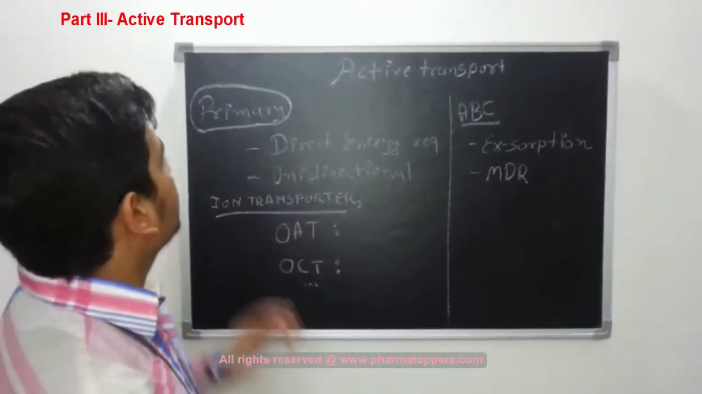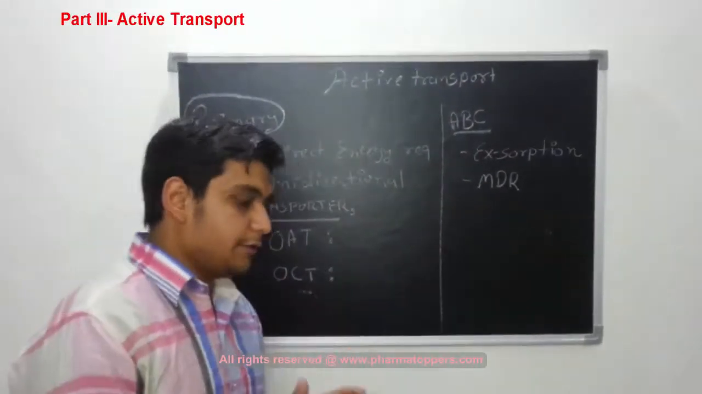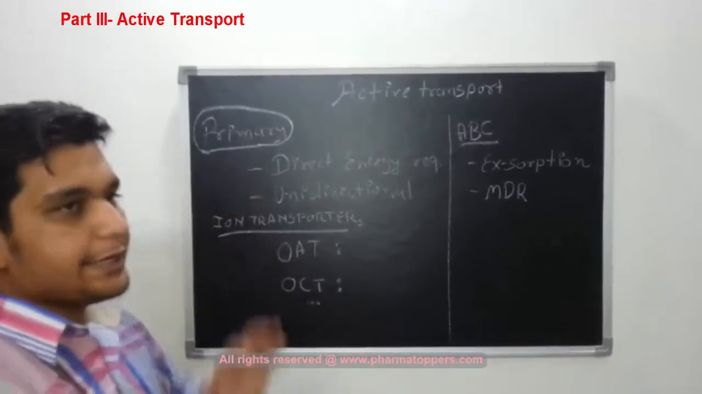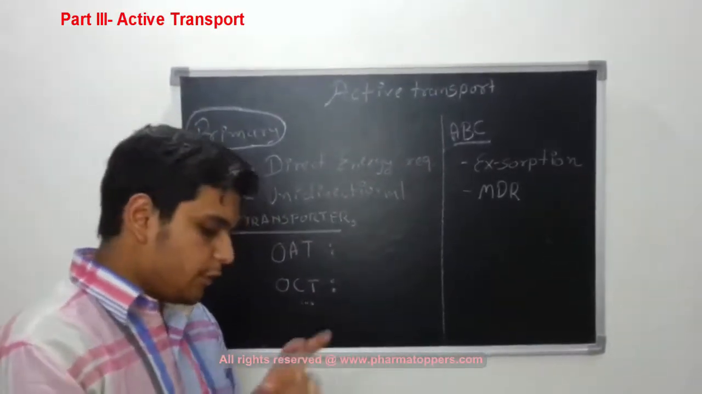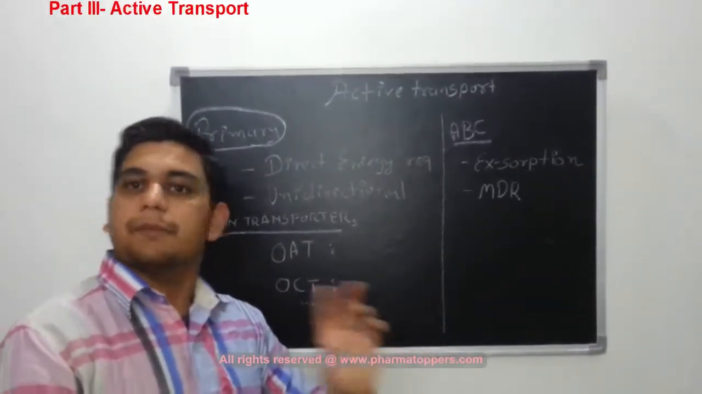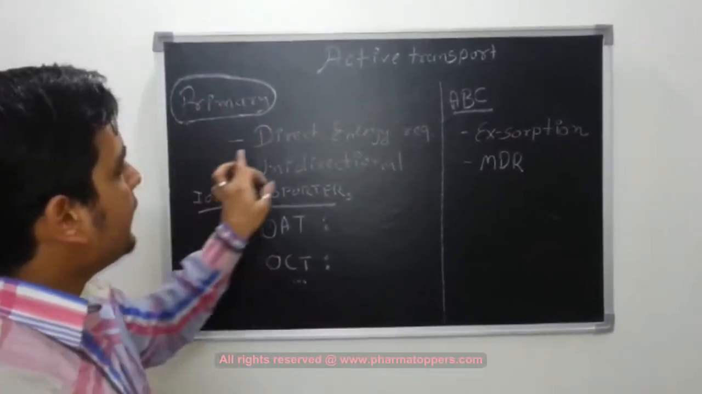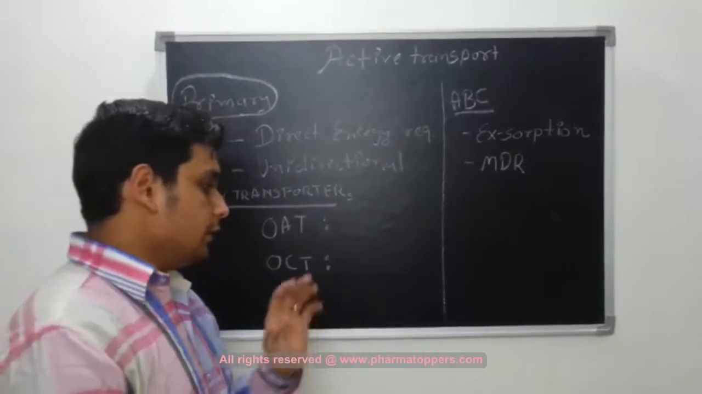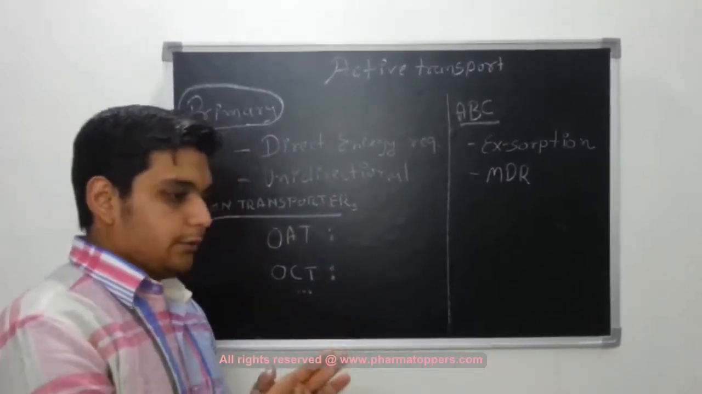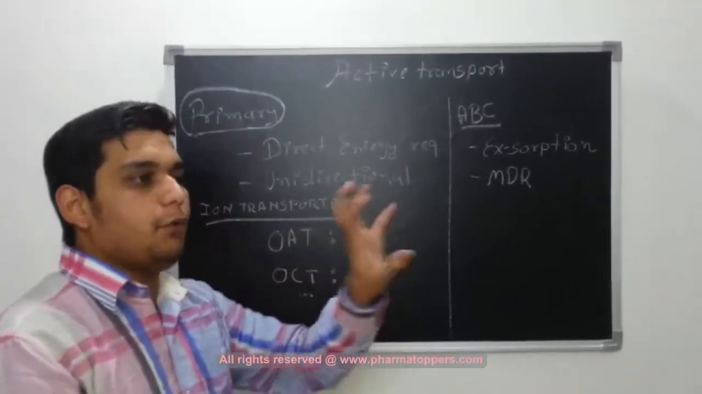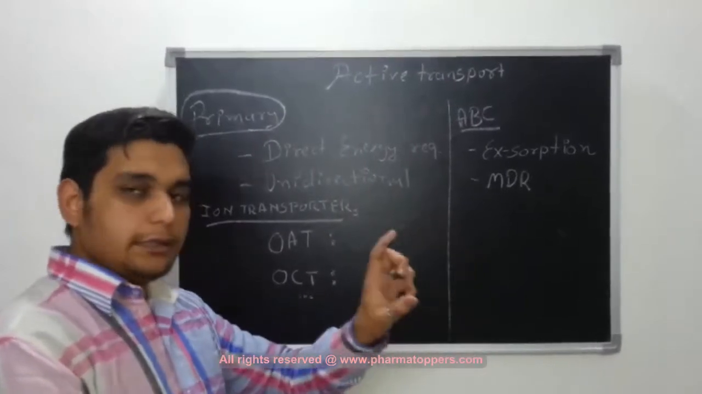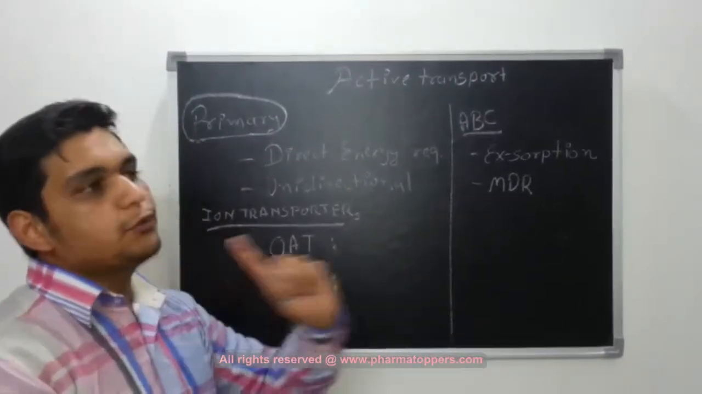Active transport, as we have discussed, mainly involves primary active transport and secondary active transport. What is the basic difference? What is primary? What is secondary? In primary active transport, direct energy is required. Suppose the molecule is a random block; energy is required to push that block.